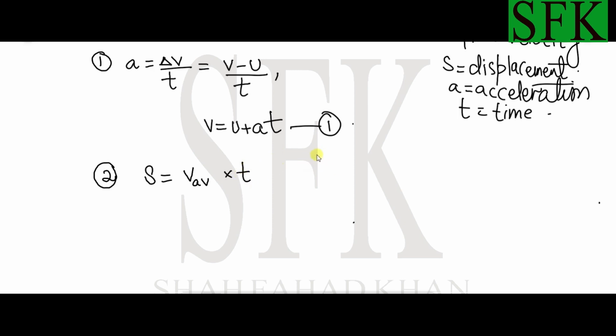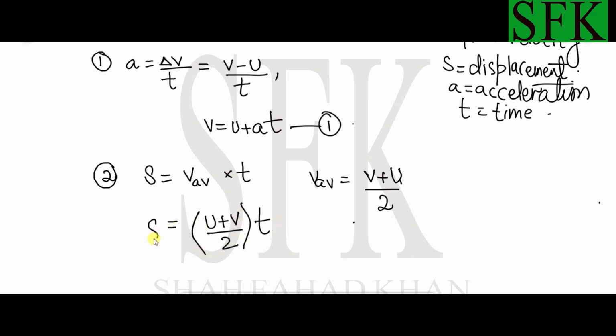Okay, average velocity can also be written as v plus u upon 2, final velocity plus initial velocity upon 2. This is the average velocity. If we substitute the average velocity over here by v plus u upon 2, we'll get u plus v upon 2, the whole thing multiplied by time, equals displacement. This is our second equation of motion.